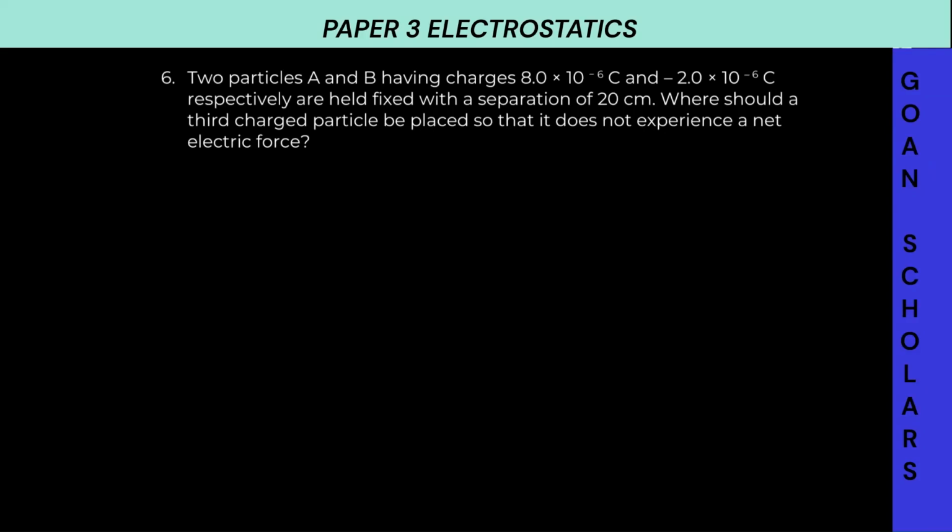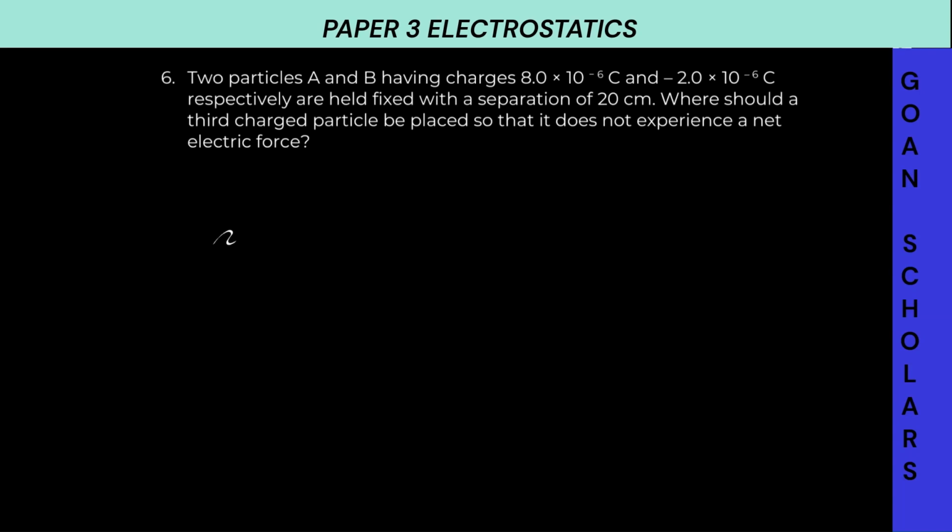Two particles A and B having charges 8 × 10^-6 and -2 × 10^-6 coulomb respectively are held fixed with a separation of 20 centimeter. Where should a third charged particle be placed so that it does not experience any electric force?